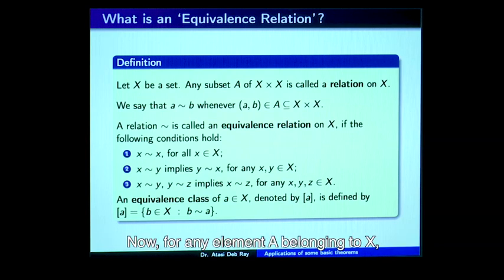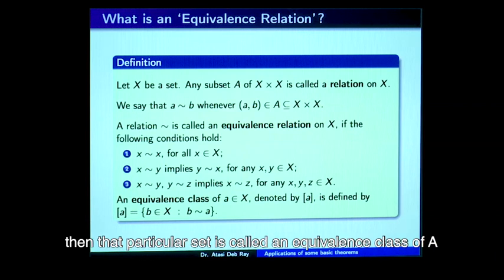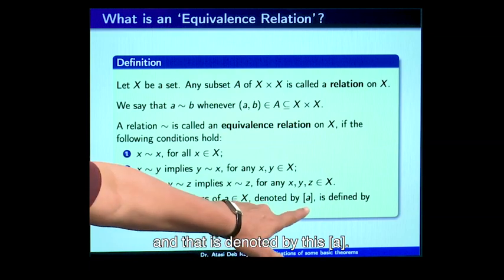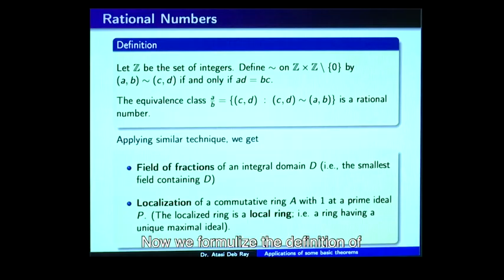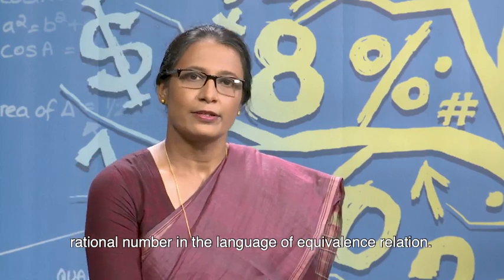Now, for any element a belonging to X, if we take the set of elements b belonging to X which are related to a, then that particular set is called the equivalence class of a, and that is denoted by this box a. Now, we formalize the definition of rational number in the language of equivalence relation.